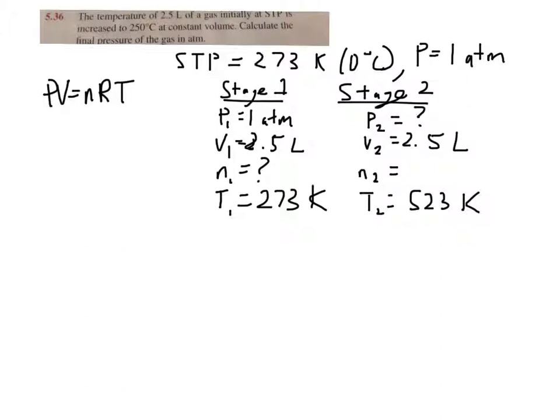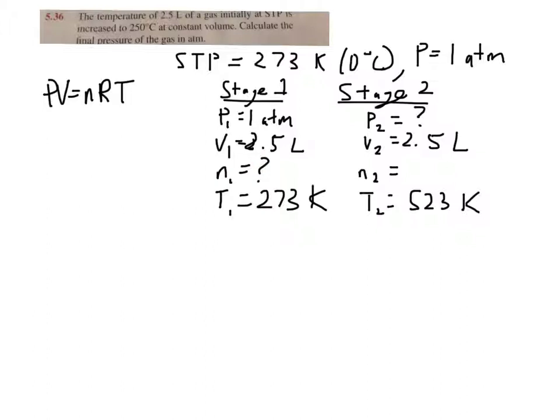Now this is the key part of the problem. We don't know what the moles, N, is. How are we going to figure it out? We have two unknowns here. What are we supposed to do? Don't worry. We basically say ignore stage 2 for now, so cross that out. Let's only focus on stage 1. We have all these variables here. Let's solve for the moles of gas.